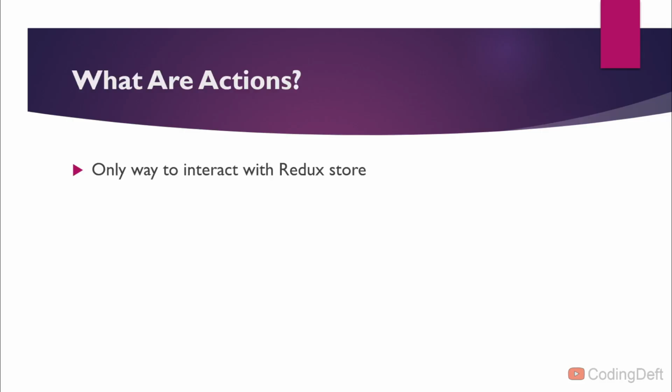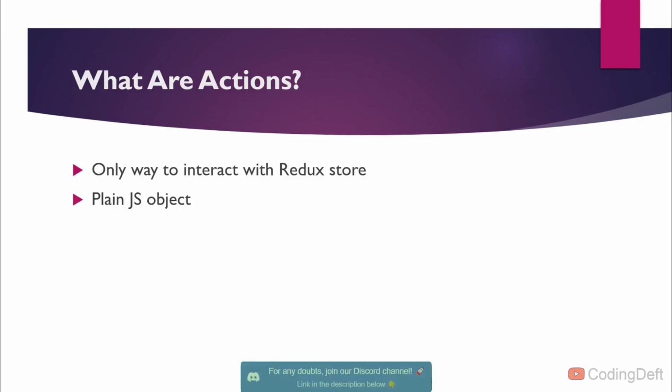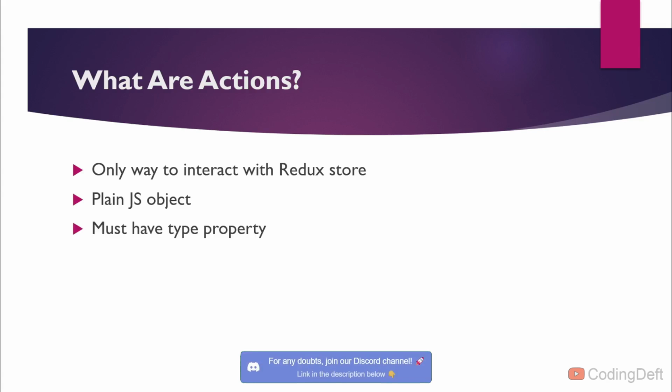So, what are actions? They are the only way your application can communicate with the Redux store. They are just simple JavaScript objects that contain details about something that happened in this app. Importantly, they must always include a type property that identifies what kind of action occurred.